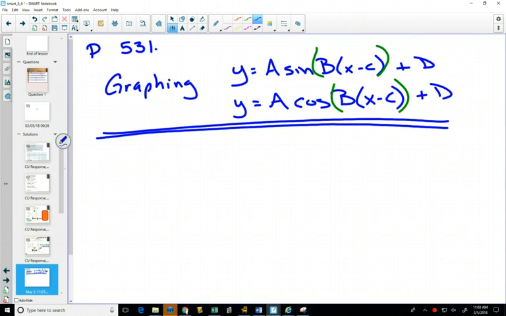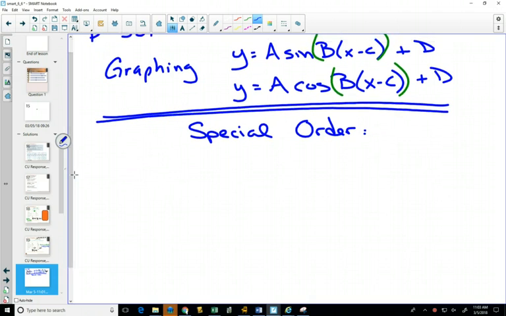And again, unlike before where we did our transformations from left to right, we are going to look at a special order for graphing sine and cosine, which will make it quicker for us. And in that special order, we start with the exact opposite thing that we would start with before. And we have an acronym for remembering this special order. We're going to call it DAB-C.